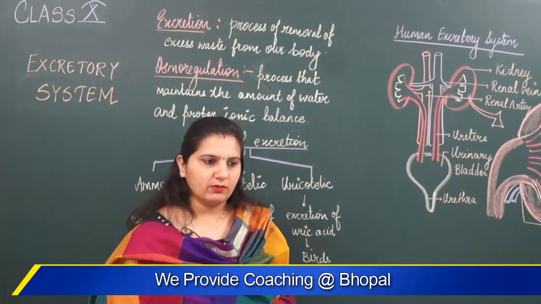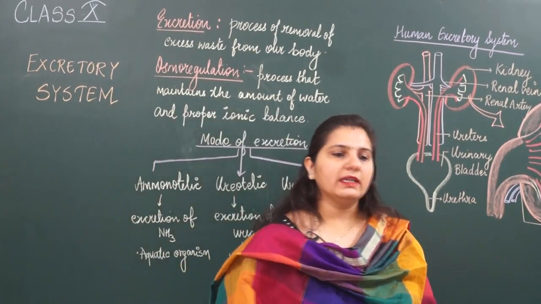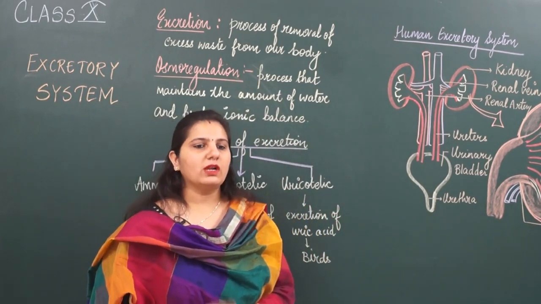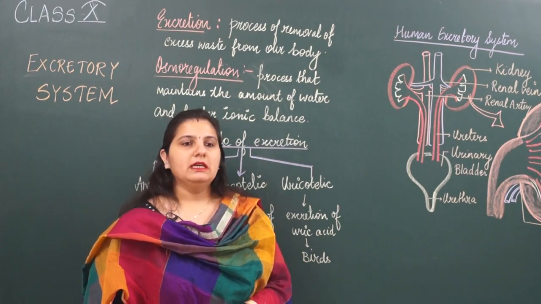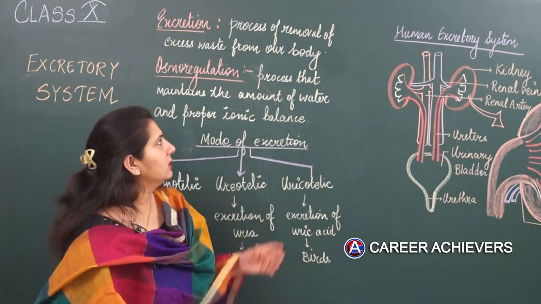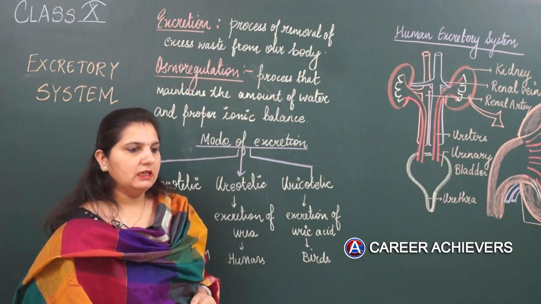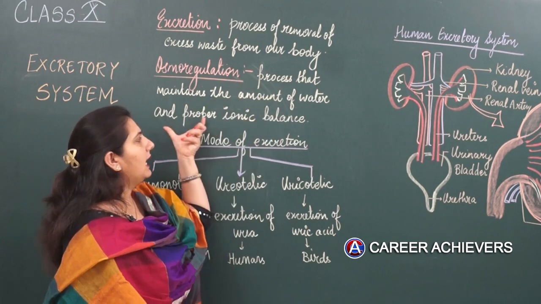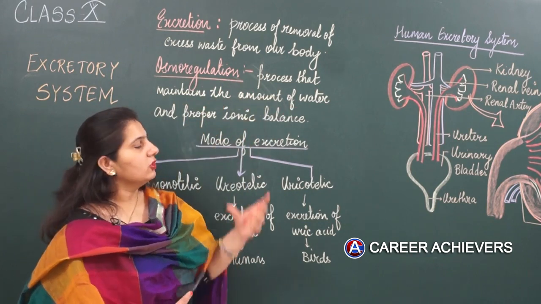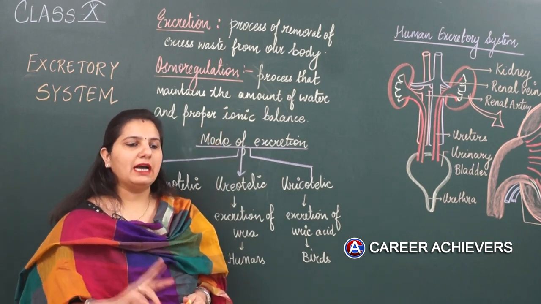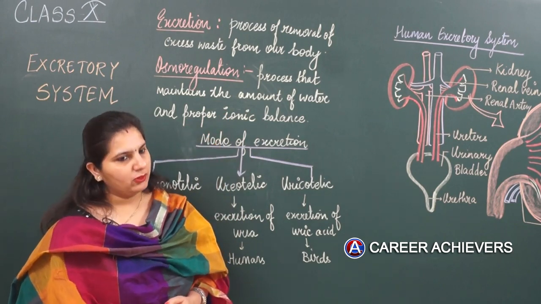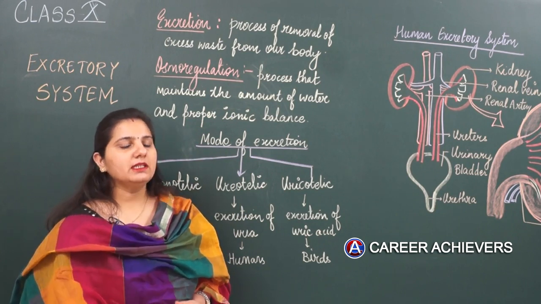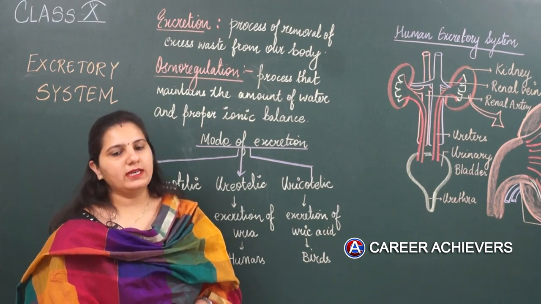Excretion is the process by which we remove the unwanted waste from our body, or our body gets rid of the undigested waste or unwanted waste from the body. A related phenomenon is called osmoregulation. Osmoregulation is the process that maintains the amount of water and proper ionic balance. So excretion and osmoregulation are interrelated. One maintains the ionic balance as well as water balance of the body, and excretion eliminates the entire toxic waste from the body.